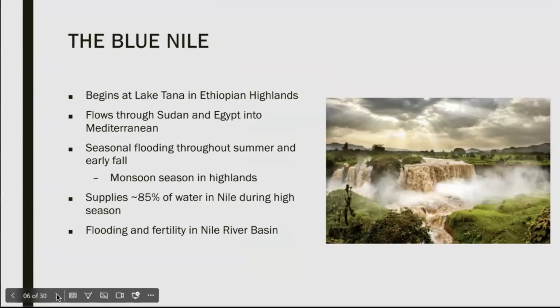The Blue Nile is heavily dependent on seasonal flooding during the monsoon months in the summer and early fall, where water dumps on the Ethiopian highlands. And in high season, in fact, 85% of the water in the Nile River is supplied by the Ethiopian highland monsoons that flow into the Blue Nile. When these floods occur, the banks of the Nile River flood, bringing rich sediment and fresh water throughout the Blue Nile and the Nile.